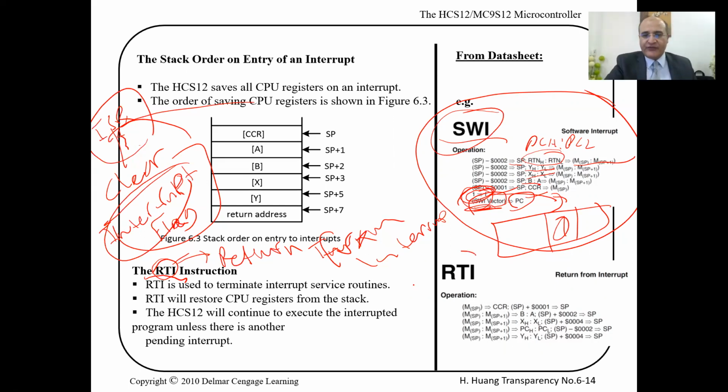And upon the return from interrupt, everything you pushed in the stack is reversed. Okay, so you retrieve the CCR register, you retrieve the B and A registers in the same order, then the X, then the program counter, then the Y. Okay.